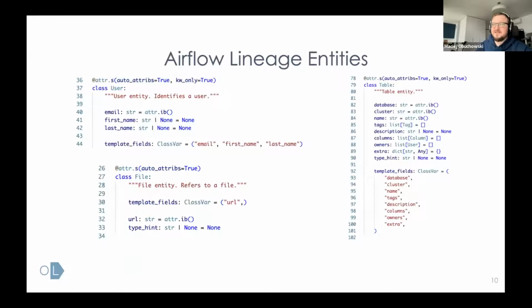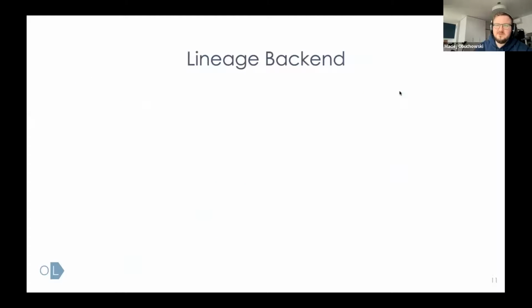So what are the entities that we are passing to these operators? Basically, there are any attrs-annotated classes, and Airflow defines some base entities like user, table, file, URL, I think. And users can also define their own or use some vendor-provided ones. Then the lineage collected goes to the lineage backend.